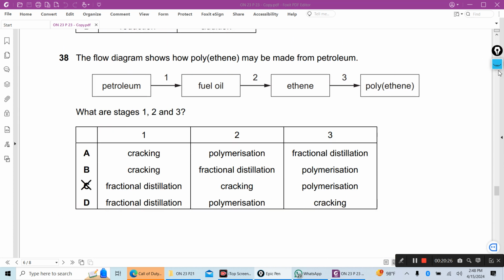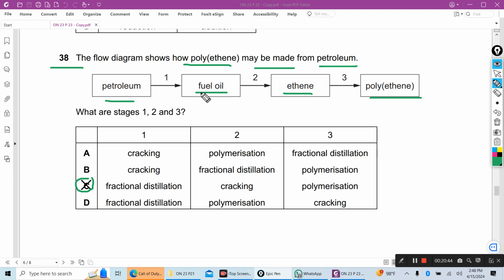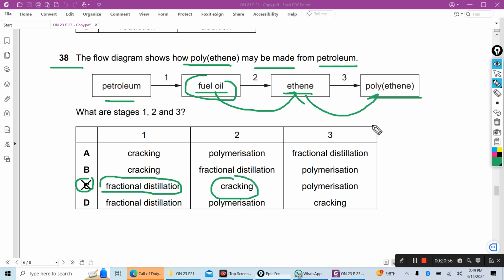Next, 38. The flow diagram shows how polythene may be made from petroleum: fuel oil, ethene, polythene. So answer C is the right answer. Petroleum to fuel oil you get by fractional distillation. Then fuel oil to ethene, an alkene, by cracking. Ethene to polythene, this process is called polymerization. So C is the right answer.